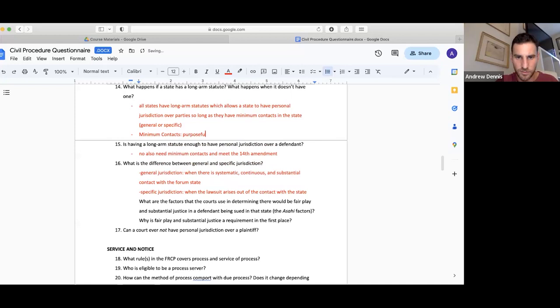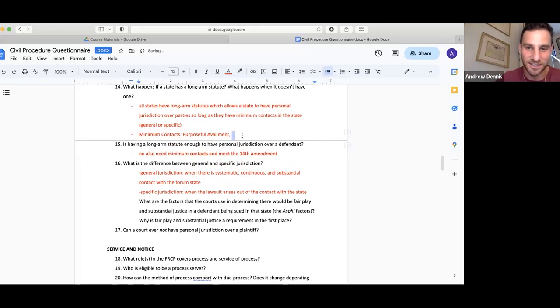Purposeful availment. Ooh, that's got to be someone's rap album. That's such a hot name. Is it Privileges and Immunities too, or is that one? One of the rap albums or one of the minimum contacts? It's not one of the minimum contacts, but it is a pretty good rap album for sure.